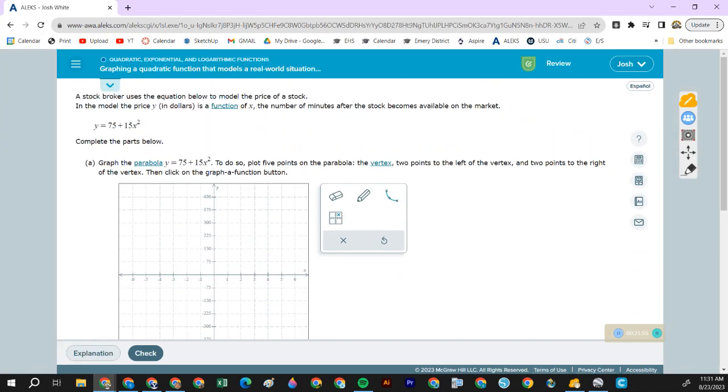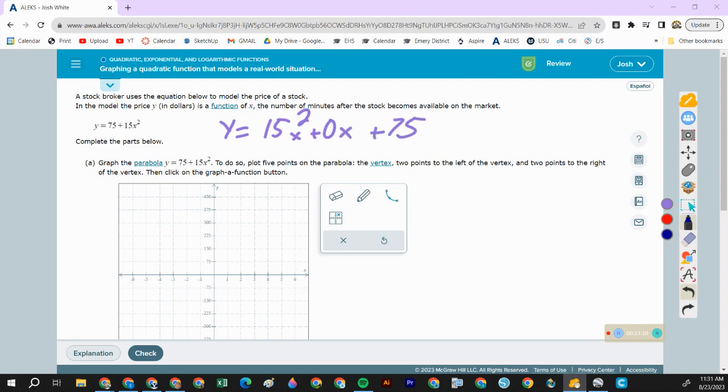Okay. So we have a graph 75 plus 15x squared. I'm going to rewrite this as y equals 15x squared plus 0x plus 75. What's the formula for the vertex? Negative b. So the x value is negative b over 2a. In this case, b is 0. So that wipes out the whole equation.